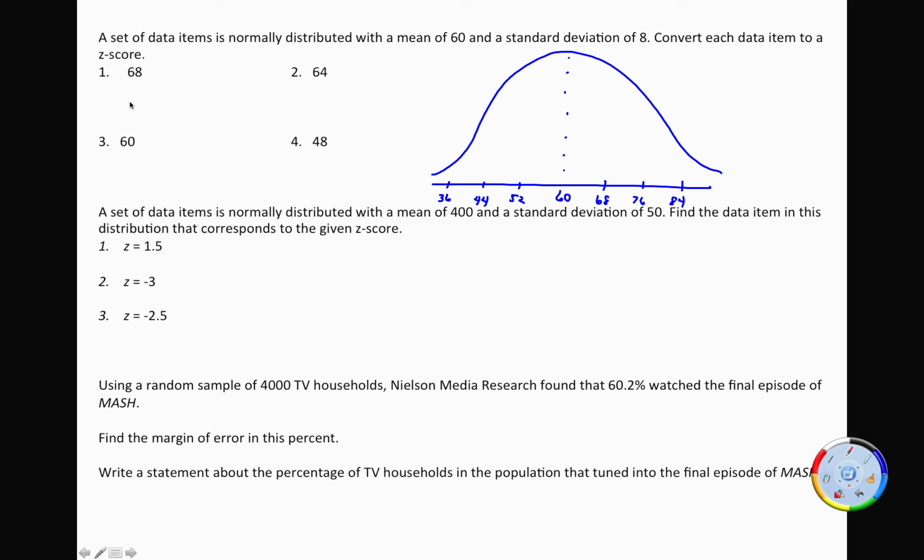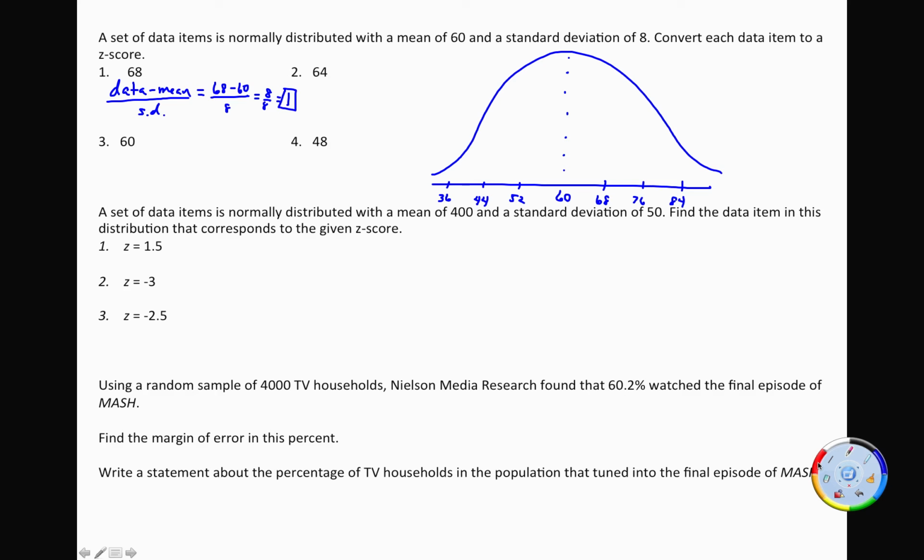68. Now, don't forget, I have this formula that says my z-score is my data item minus the mean divided by the standard deviation. So I could plug into that and do 68 minus the mean divided by the standard deviation of 8 and get 8 over 8, or 1. Or I could look over here at my z-scores: 1, 2, 3, negative 1, negative 2, negative 3. Right? So 68 has a z-score of 1.